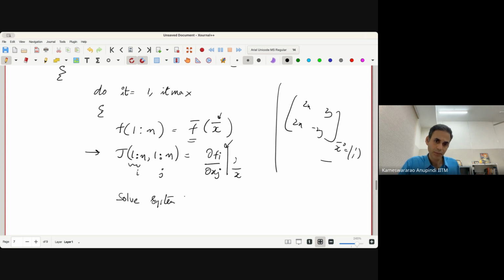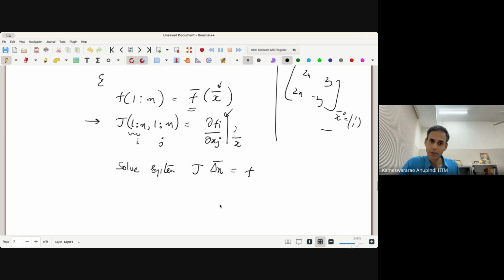the system of equations: solve the system J times delta x bar equals f, right? So J is a matrix, f is a vector, and delta x bar is my vector. So I can solve for this. This is basically similar to solving f bar prime of x bar k times delta x bar equals f bar of x bar k. That's what I'm trying to solve. Once I solve this, I know what delta x bar is. I know the correction.